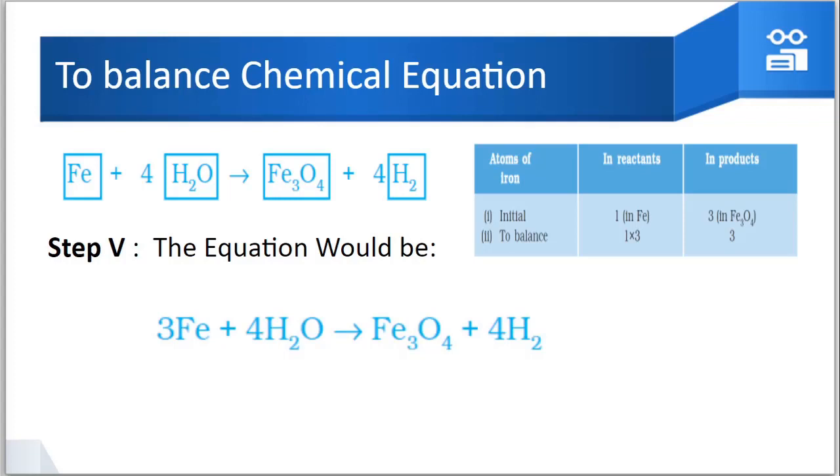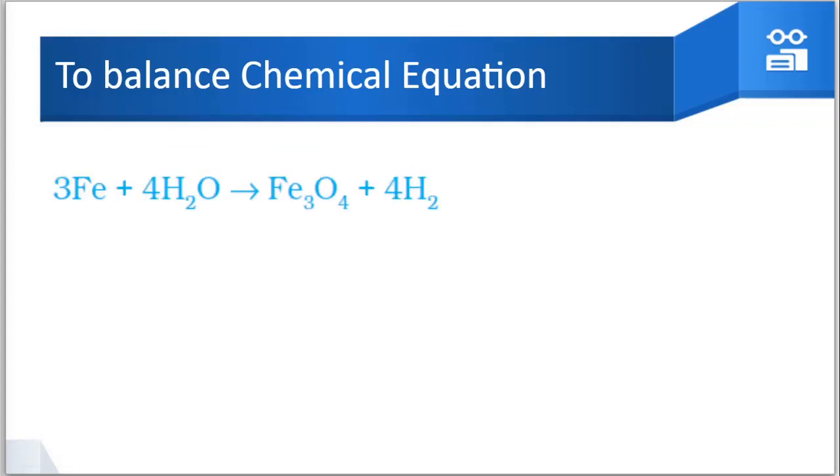Now, finally, check the correctness of the balanced equation. We count atoms of each element on both sides of the equation. Let us check here: 3 atoms of Fe, 3 atoms of Fe. How many atoms of oxygen in the left hand side? 4. And in the right hand side, there are 4. For the hydrogen, there are 8 atoms, and in the product, there are also 8 atoms. So, this is a perfectly balanced chemical equation.